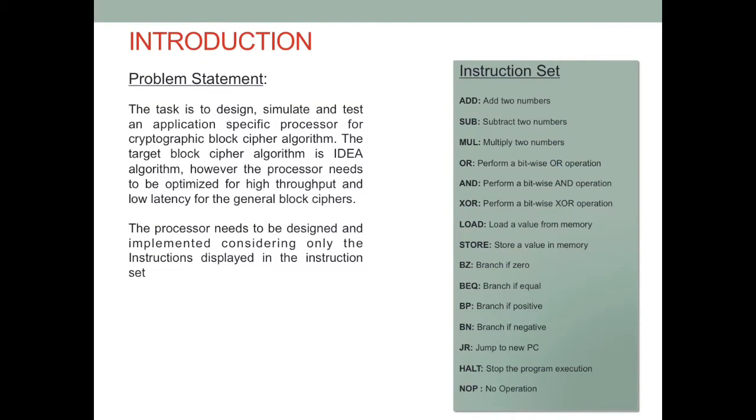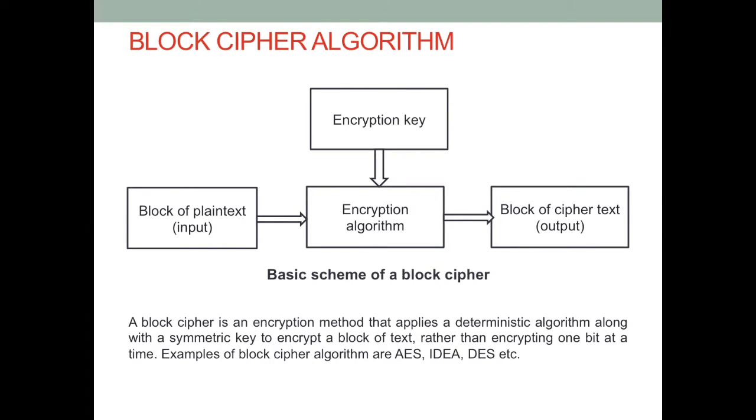So what is a block cipher? A block cipher is an encryption method that works on blocks of data rather than bits. As we can see in the figure describing the basic scheme of a block cipher, it takes a block of input along with a block of key and uses the encryption algorithm to give the encrypted block of output. However, the block size may differ and depend on the different encryption algorithms.